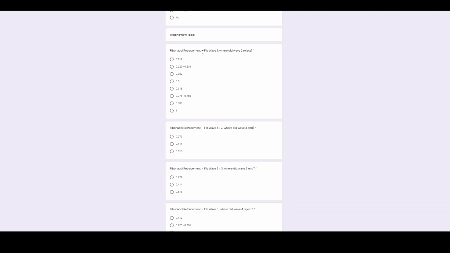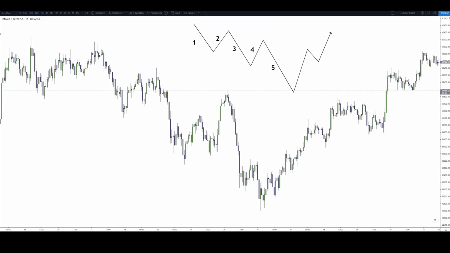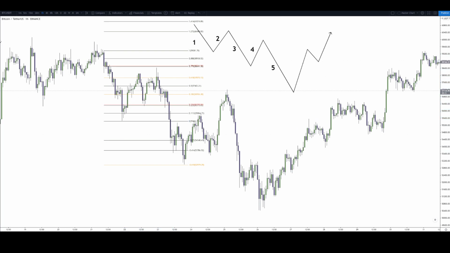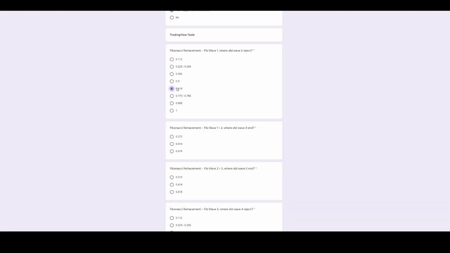Our question is, fibbing wave 1, where did wave 2 reject? So you take your fib tool, fib retracement. You find your wave 1. So we're going to start from here, this initial dump candle here. Come down to the bottom of wave 1. Okay, we come up. We didn't quite touch that 786 here. I might just try and make that a little bit tighter, just in case it may. No, cool. So we didn't quite reach the 786, so we actually rejected the 618, okay? So the first dip, we rejected at the 618.